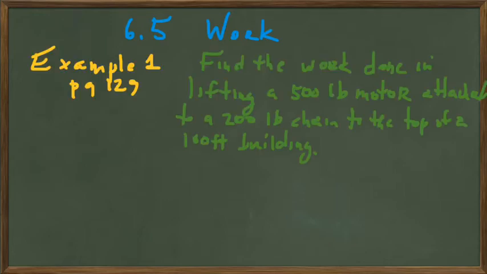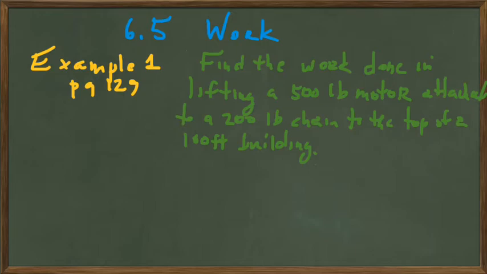So we're going to find the work done to lift a 500-pound motor that is attached to a 200-pound chain to the top of a 100-foot building, and we're going to assume that as we lift the motor and the chain, we're winding the chain up around, and so we're only lifting the part of the chain that is suspended.